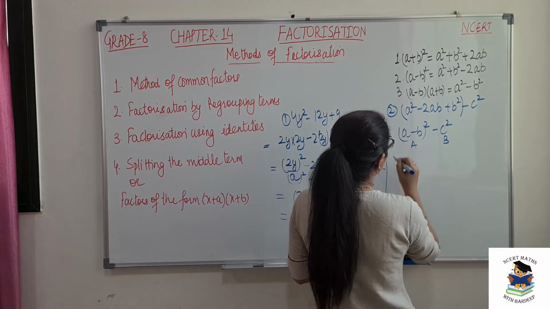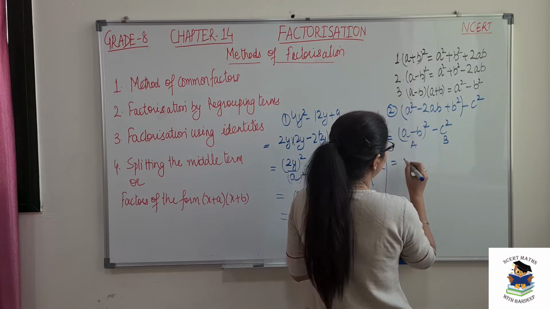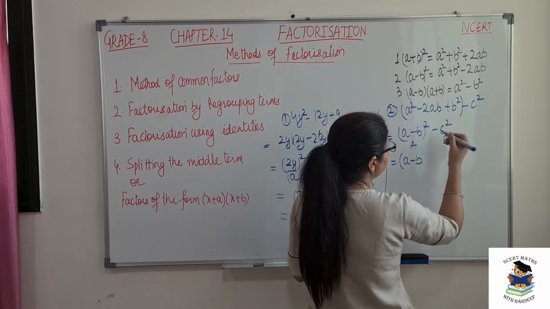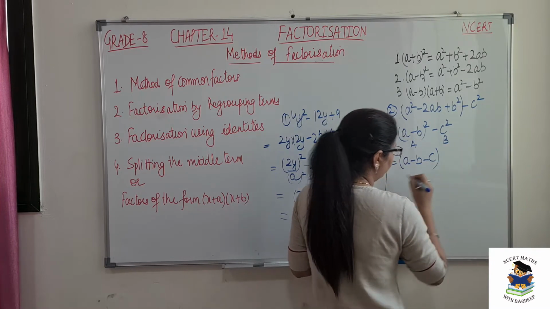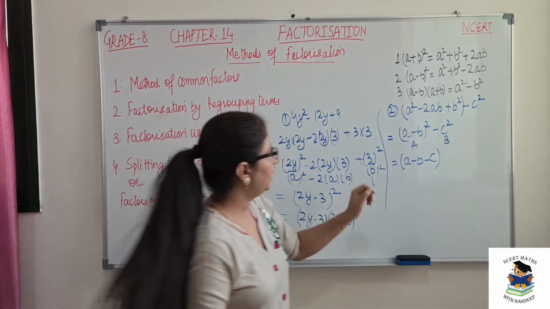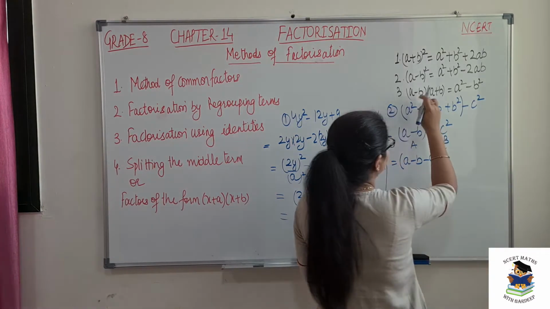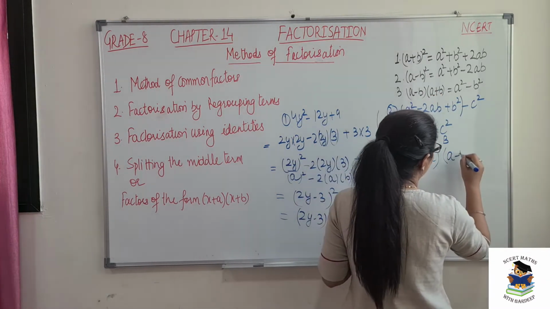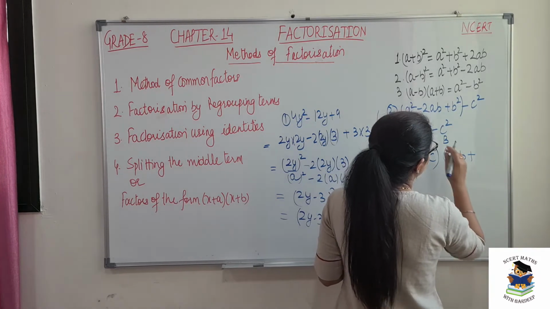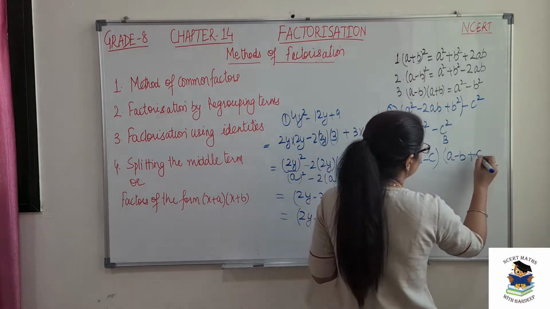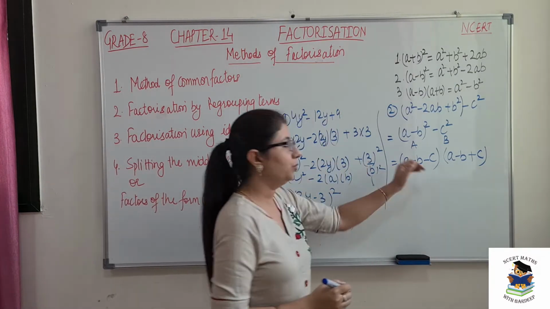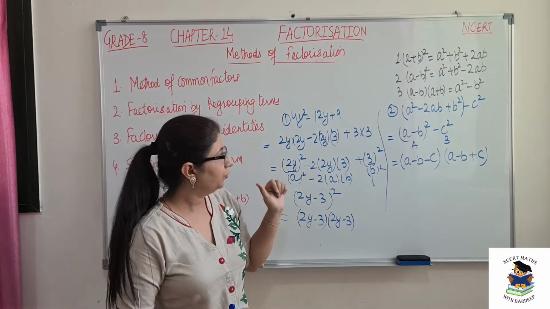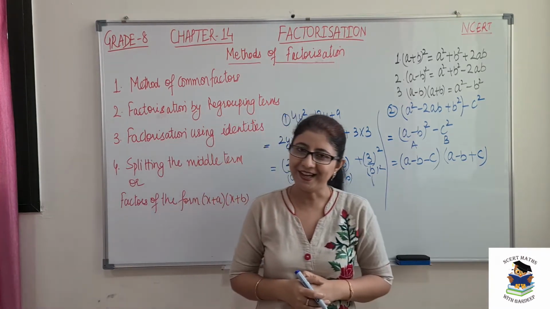So here further I can write, this is my full a, so I will write a minus b, where b is c in our case. And the second is a plus b. What is a in our case? This is a minus b plus b, where b is c here. So these two are the factors for this question. This is how we will factorize using identities.